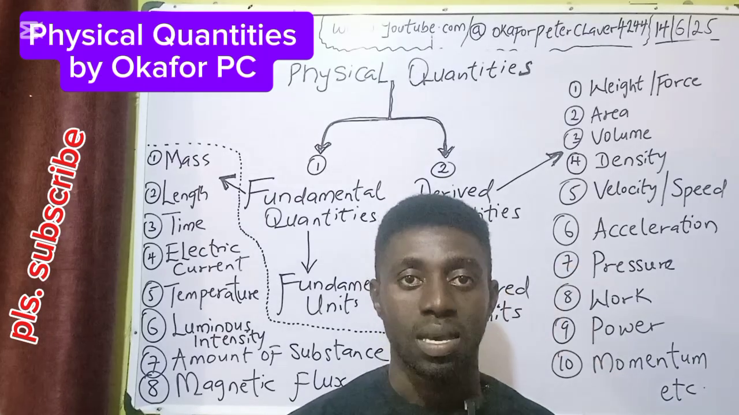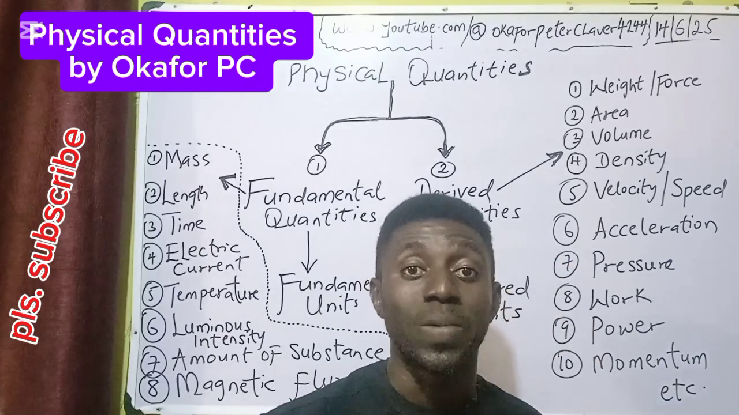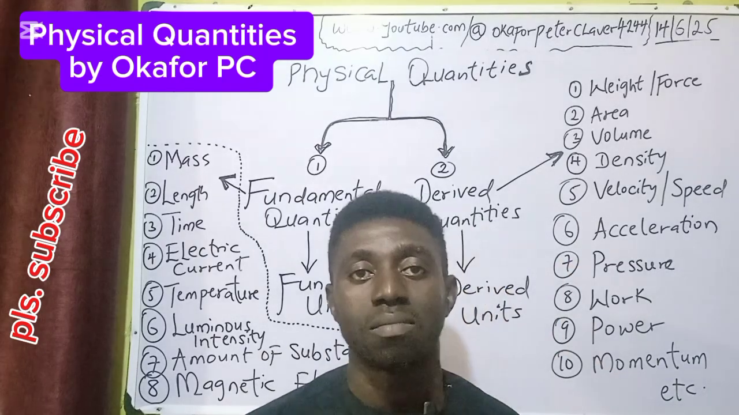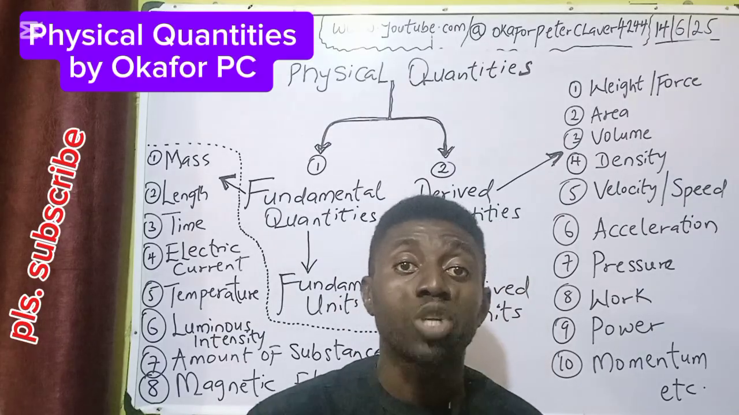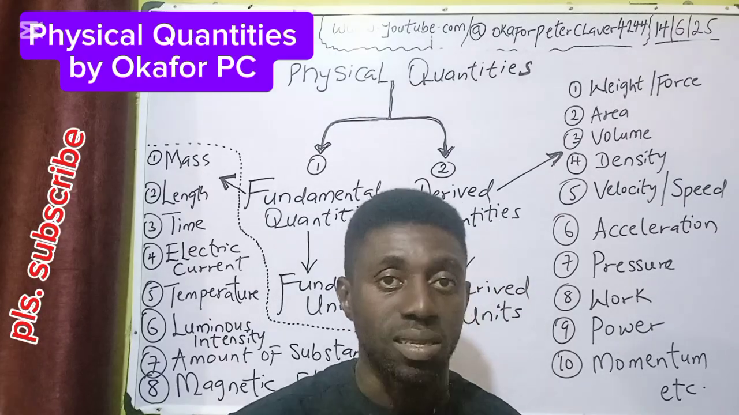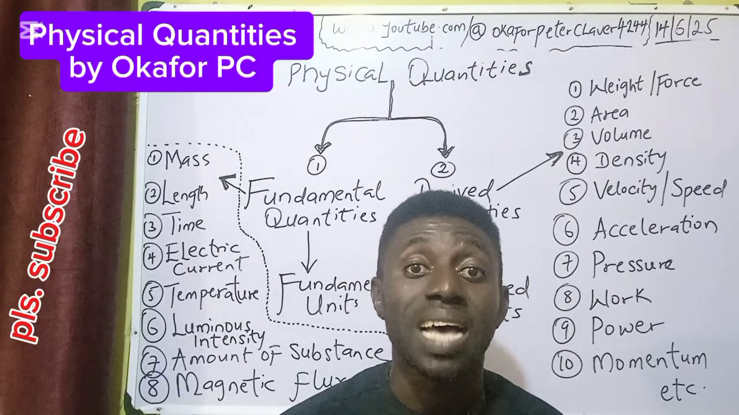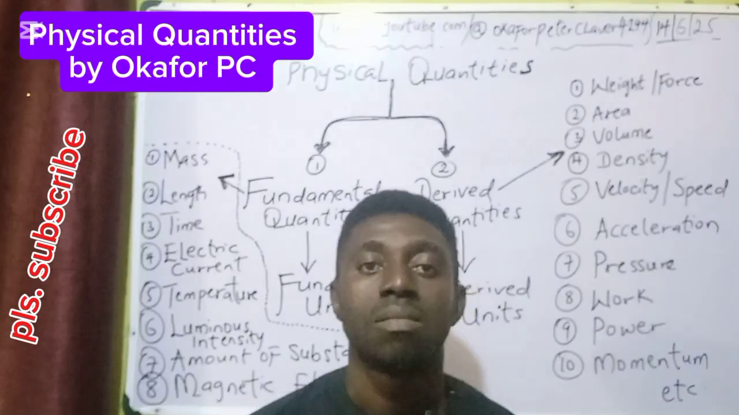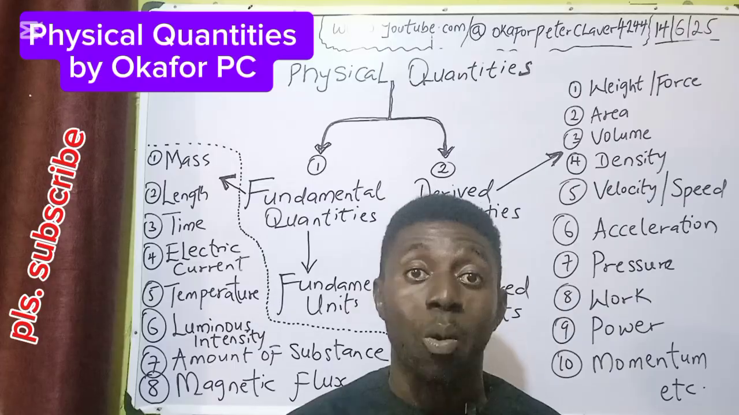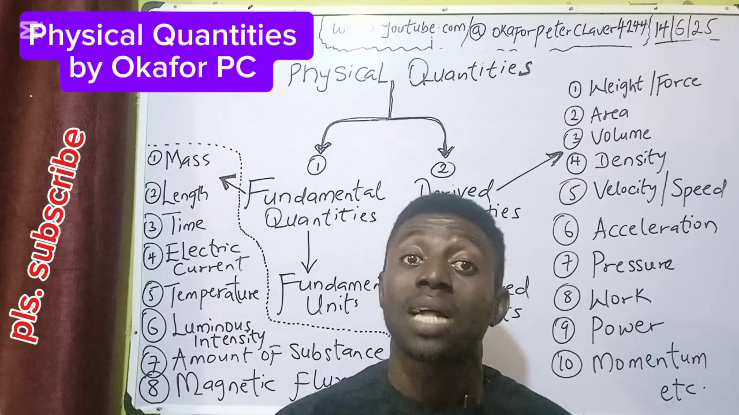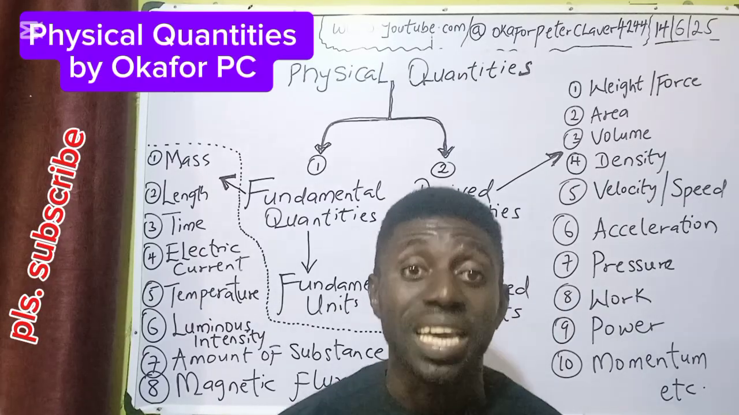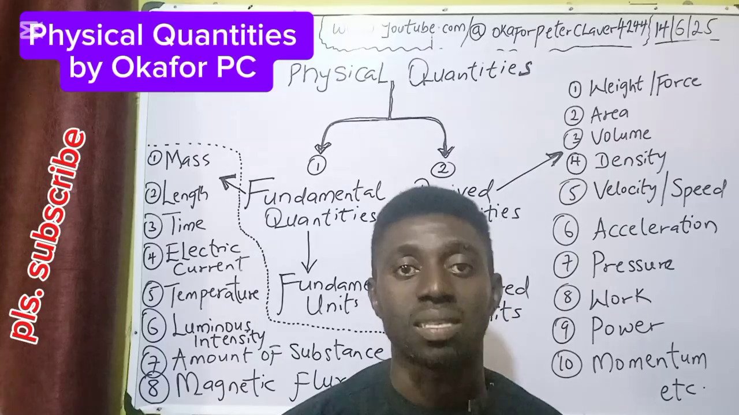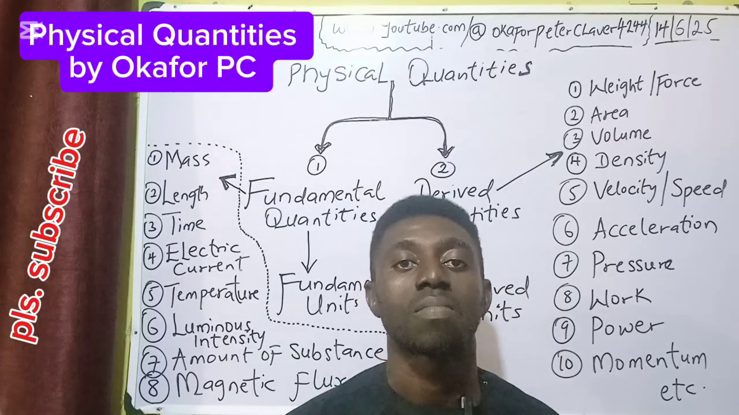Number 2, length. Every matter has extension in space. All matters occupy space. How much you extend in space is what we call length. Some matters have longer length, some others have shorter length, some others have infinitesimal length, very small length that we can't even see with the naked eye. An example is an atom. Everything has length, extension in space.